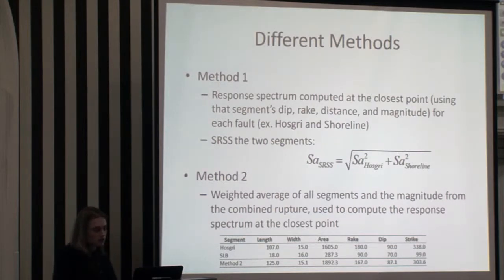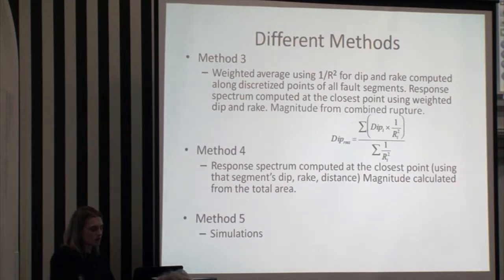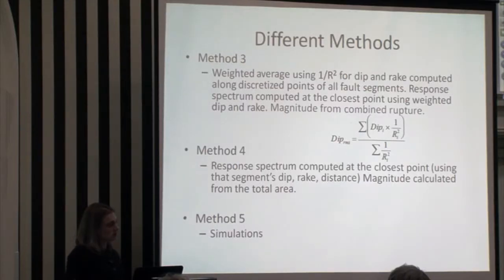Method 2 is using a weighted average, weighted by segment length, and then using the closest point to combine. Okay, so method 3 computes the magnitude based on the total, the main plus the splay, the combined rupture. And then it's using a weighted average based on 1 over r squared for the dip and the rake to come up with the parameters to put into the GMPE.